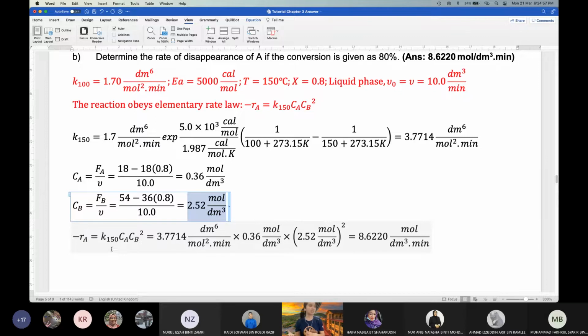3.7714, replace your CA, 0.36, replace your CB, but don't forget power of 2 because it is second order with respect to B. So you replace 2.52 power of 2, you get the final answer as 8.6220. Okay, so this is the rate of disappearance of A at 150 Celsius.